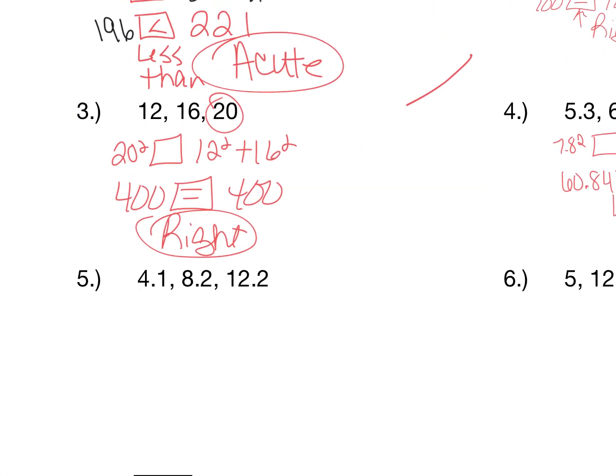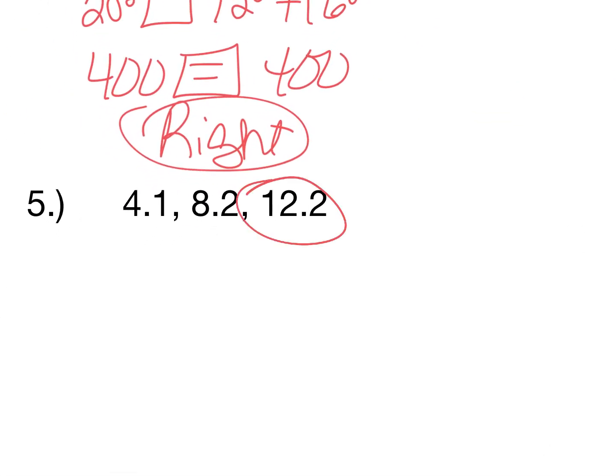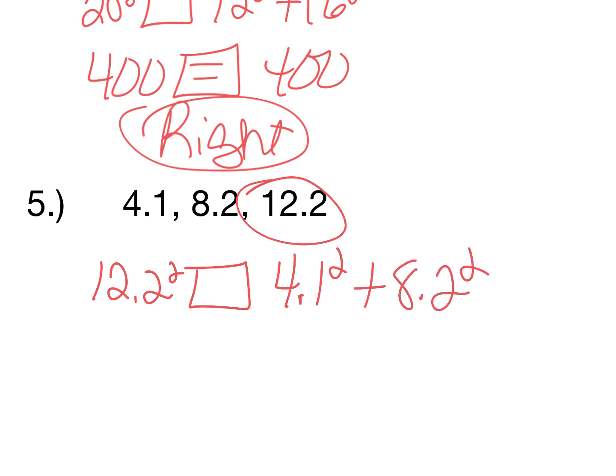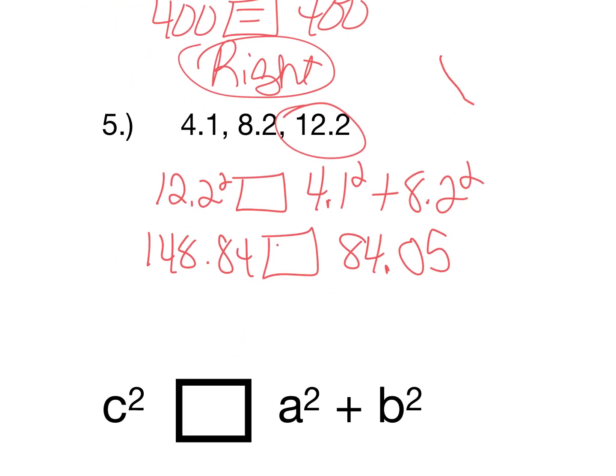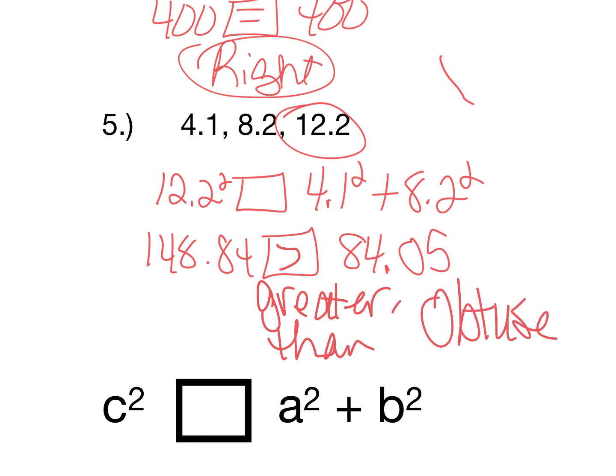All right, let's look real quick at the last two. Longest side, I'm going to say 12.2 squared. Don't know what's in the box. 4.1 squared plus 8.2 squared. 12.2 squared is 148.84. If I add those other two sides together, I get 84.05. 148 is most definitely greater than that, which means an angle greater than 90 degrees would make me think of an obtuse triangle.